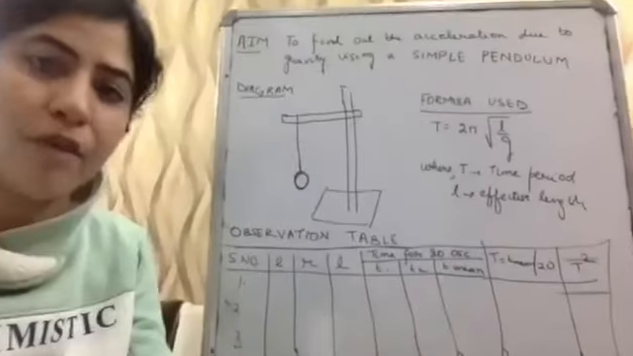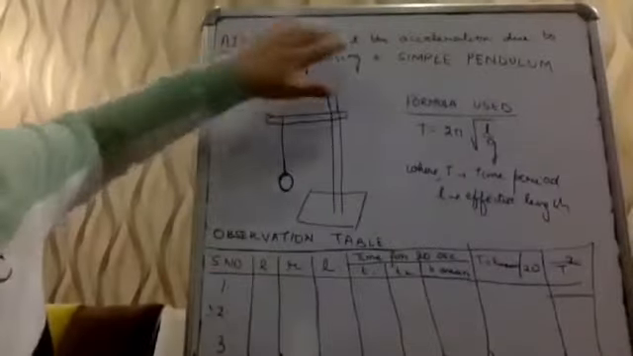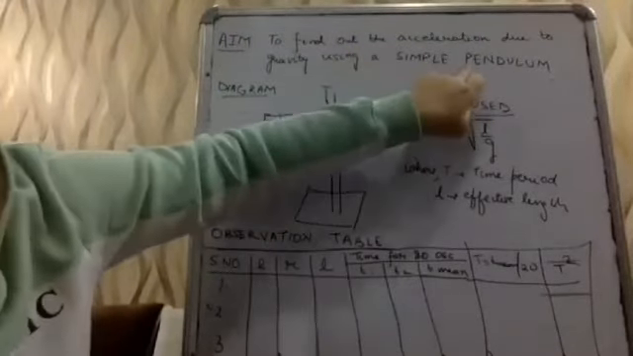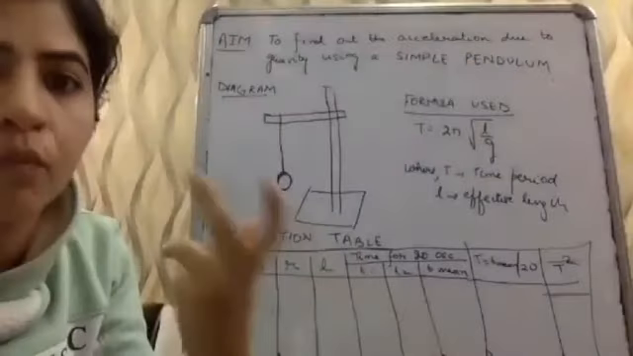So this is our experiment. What is the aim of our experiment? The aim of our experiment is to find out the acceleration due to gravity using a simple pendulum. Now, how will you do it? What is a simple pendulum?